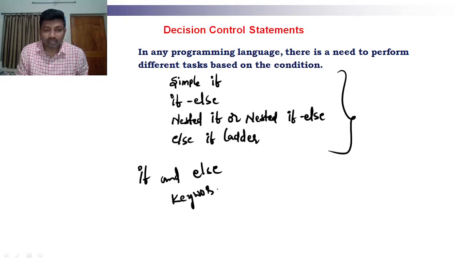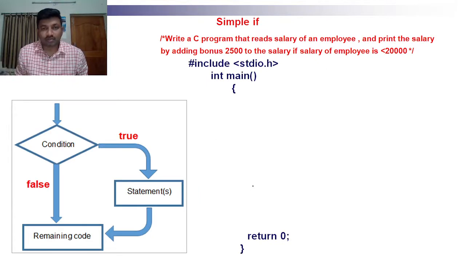This if is a keyword and else is also a keyword. What does it mean? Their meaning is already known to the compiler. If you are using if and else, the meaning of both these keywords is already explained to the compiler, so the compiler can understand it directly. So let us look at the simple if first. You can see on screen, if the condition is true, we are going to execute these statements.